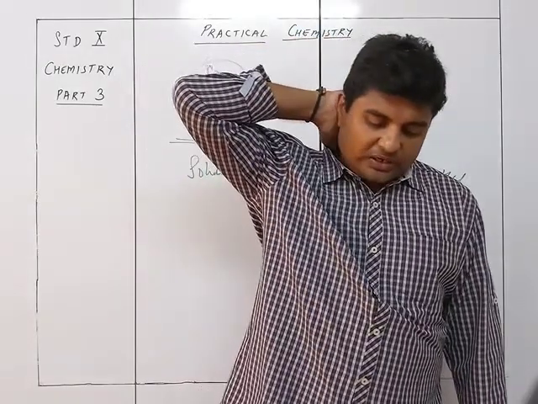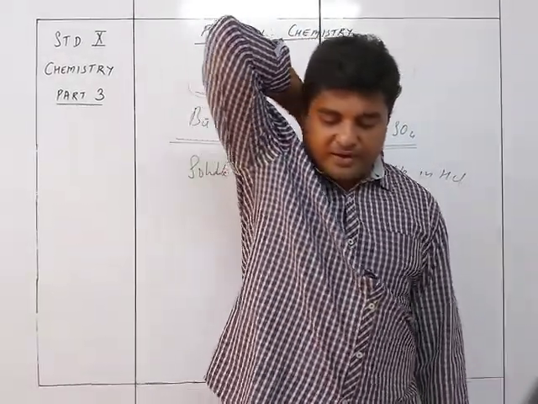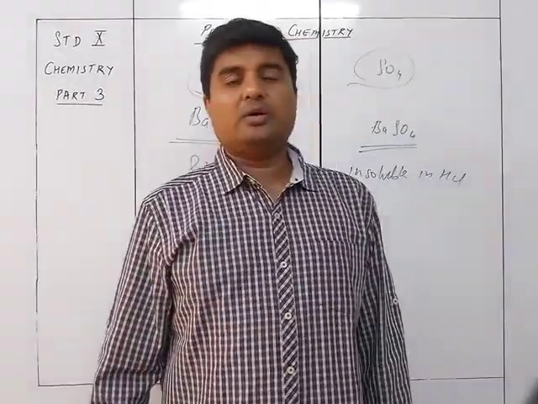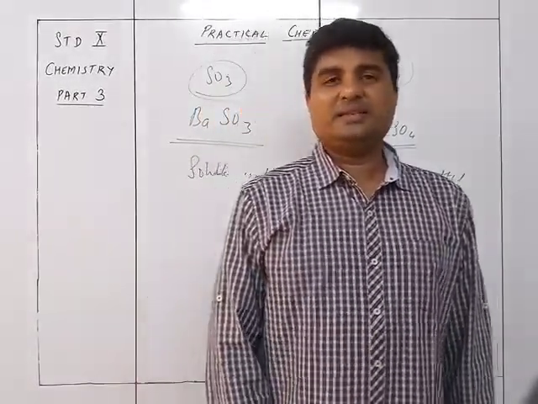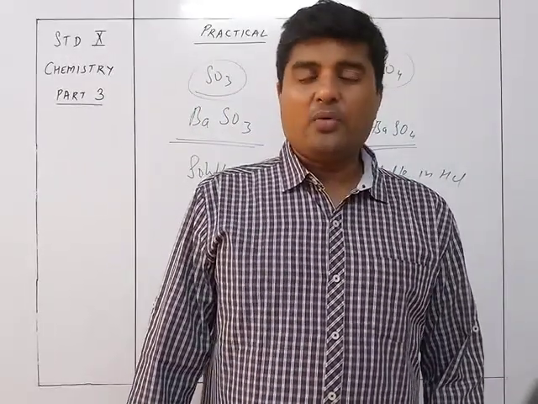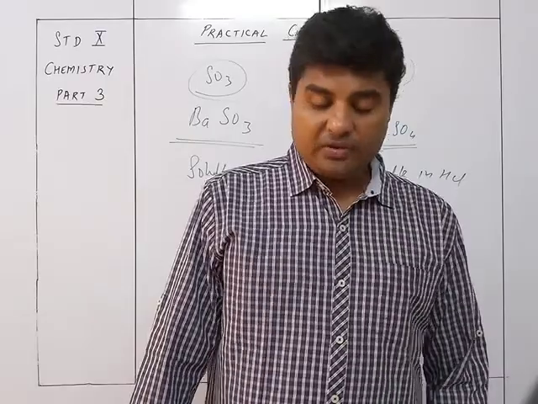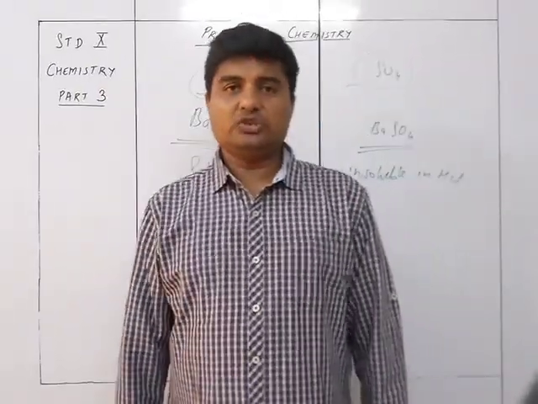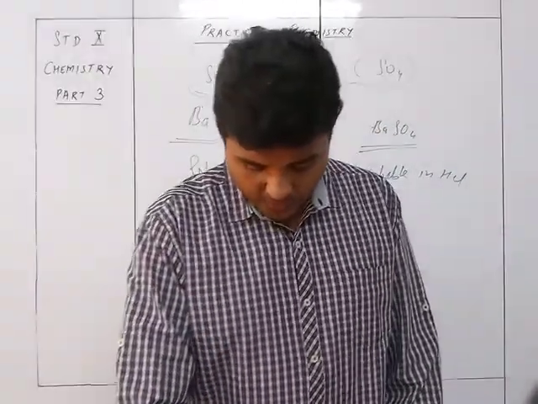Second, to the salt add acidified ferrous sulfate solution, and you will find a brown ring formed at the junction. That is the brown ring test. So that is the identification for nitrate. The formation of the brown ring at the junction tells you that the salt taken is a salt of nitrate. So that was about the nitrates.